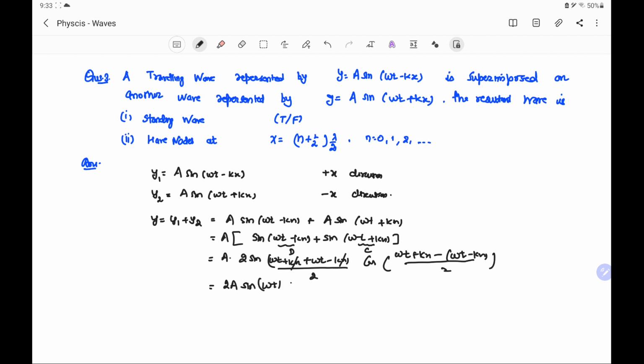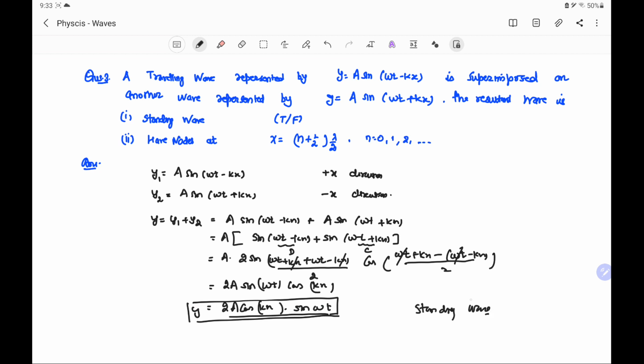And in the second term, we will have cos. In this term, omega t gets cancelled, so remaining is kx. So we can write it as 2a cos kx into sine omega t. And this is the equation of the standing wave. Therefore, we can say that the first option, which is the standing wave, is true.